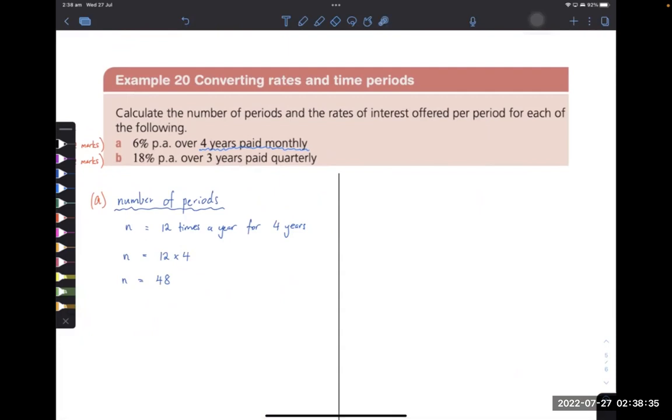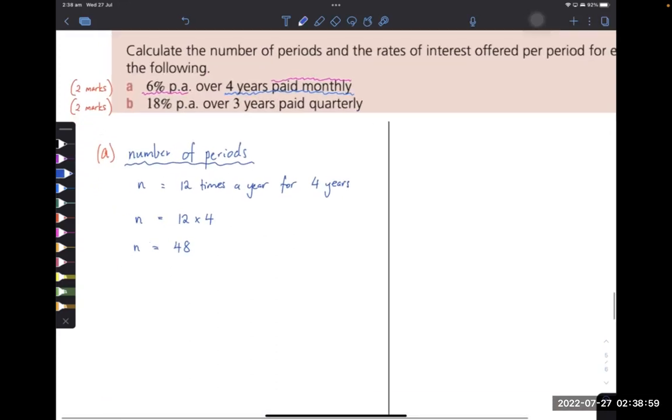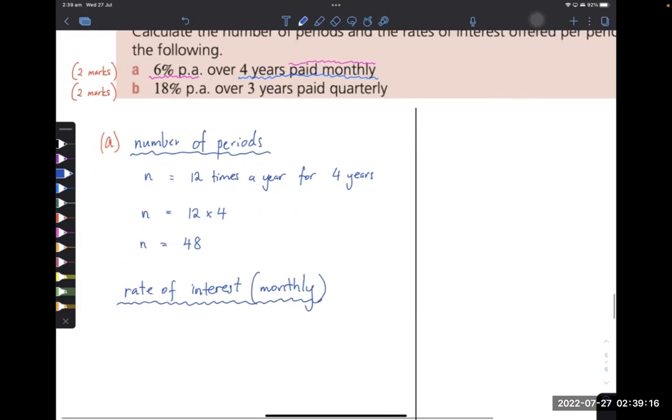The second thing that we have to worry about as well is this idea of the rate of interest offered within the period. So it says here 6% per annum. However, we're getting paid monthly. So per annum means, let's have a look at this. Rate of interest. Now, in this particular question, we're actually focusing on the word here of monthly. So I'd like you to write this down as well.